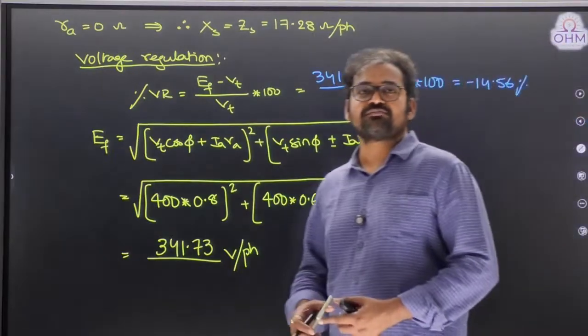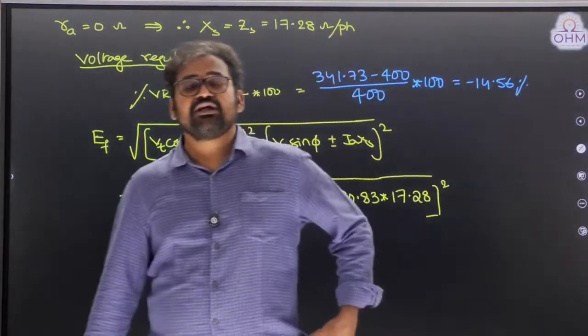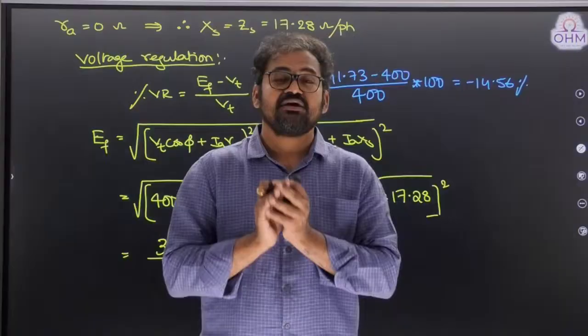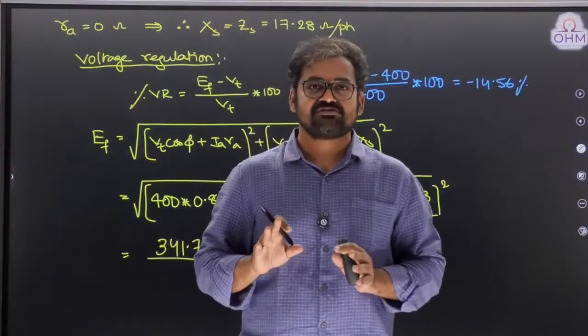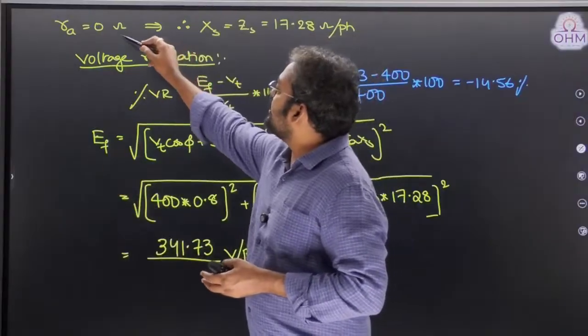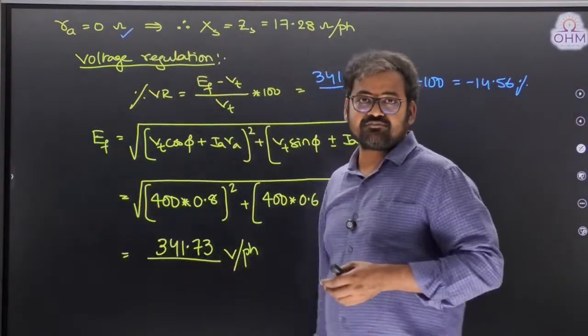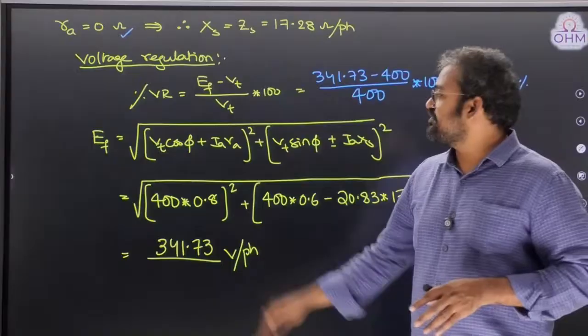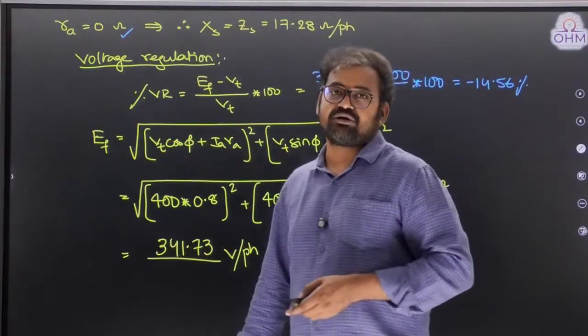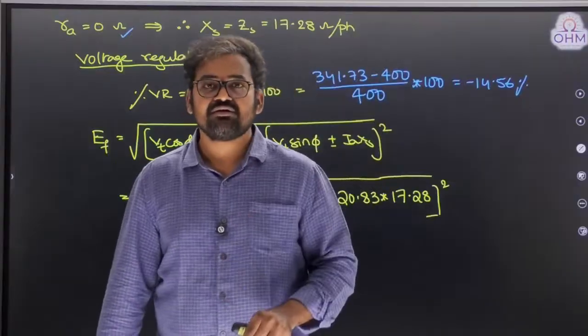So what we did here: first, open circuit details and short circuit details are given in the problem. Using both the details, I calculated synchronous impedance. And once the impedance was known, as RA is already neglected, from that you will get XS. And using these details, we found voltage regulation by calculating EF. Simple problem, it will come for 2 marks. But be very, very clear.